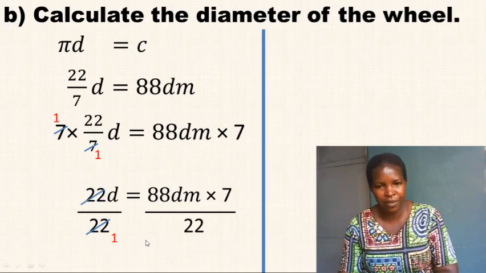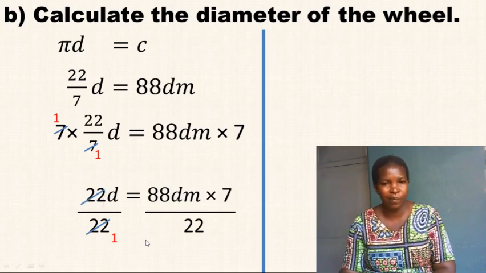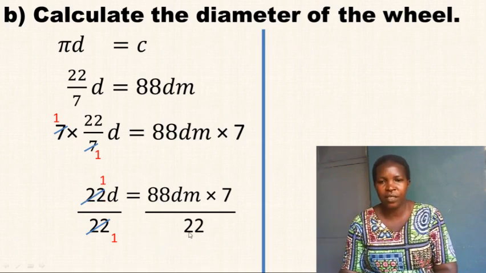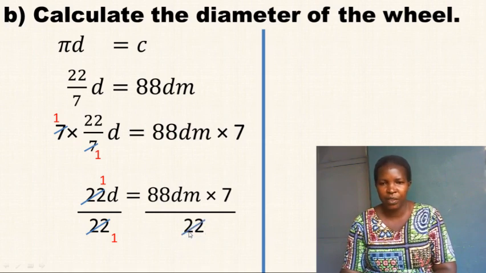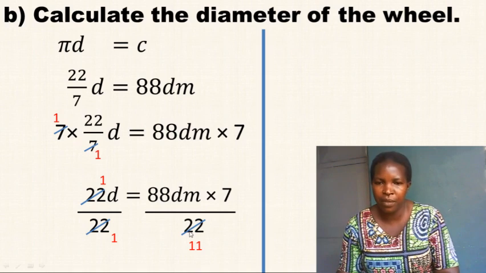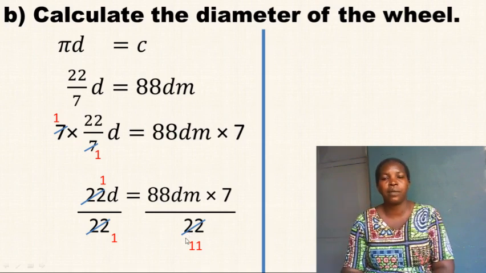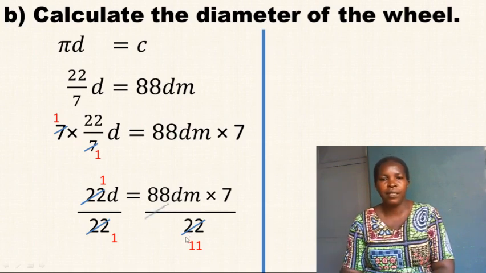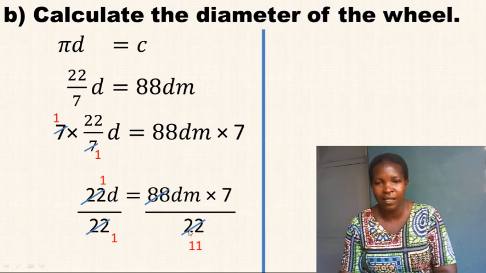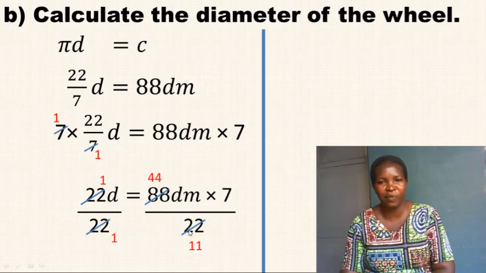22 divided by 22. My dear boys, what do we come up with? We shall come up with a 1. Yes, even on this side, we need to reduce by 22. This time we are going to reduce by 2. 22 divided by 2, my dear boys and girls, we shall come up with 11. 88 divided by 2, my dear boys. Yes, you can give us the answer. Good. Somebody is telling me the answer is 44.